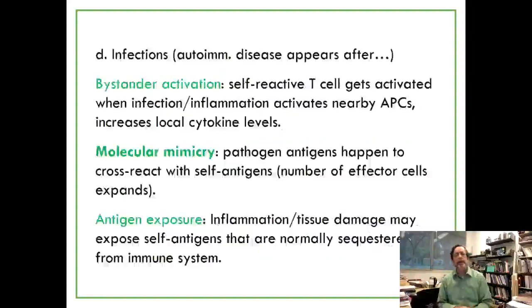But this journal club is more about molecular mimicry, because remember that you can have infections that will trigger a disease. A lot of autoimmune sufferers report that they get sick, they get an infection, and then their autoimmunity flares up. This seems to be more than just a coincidence. So why is this?